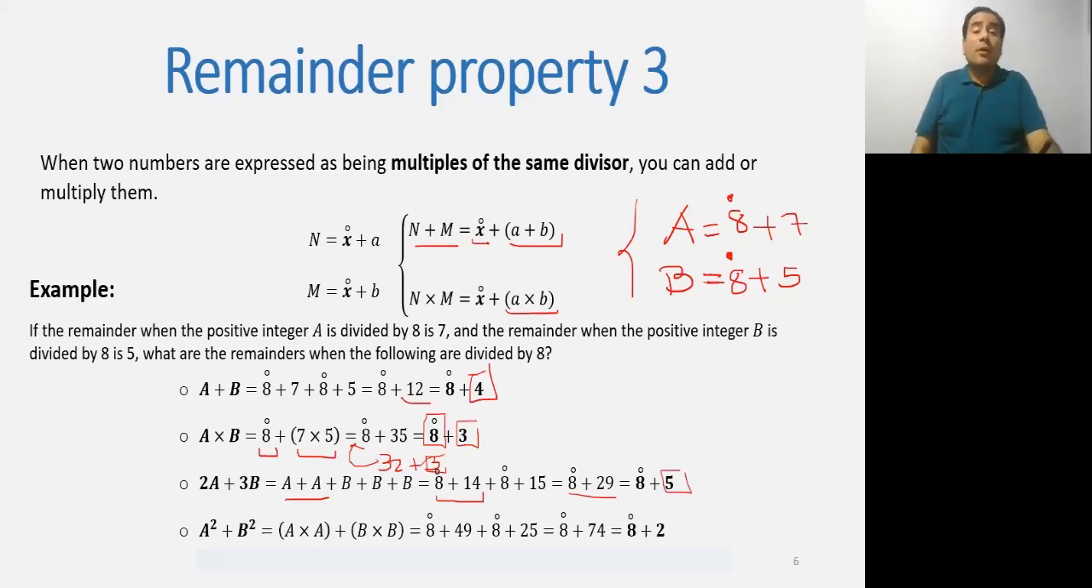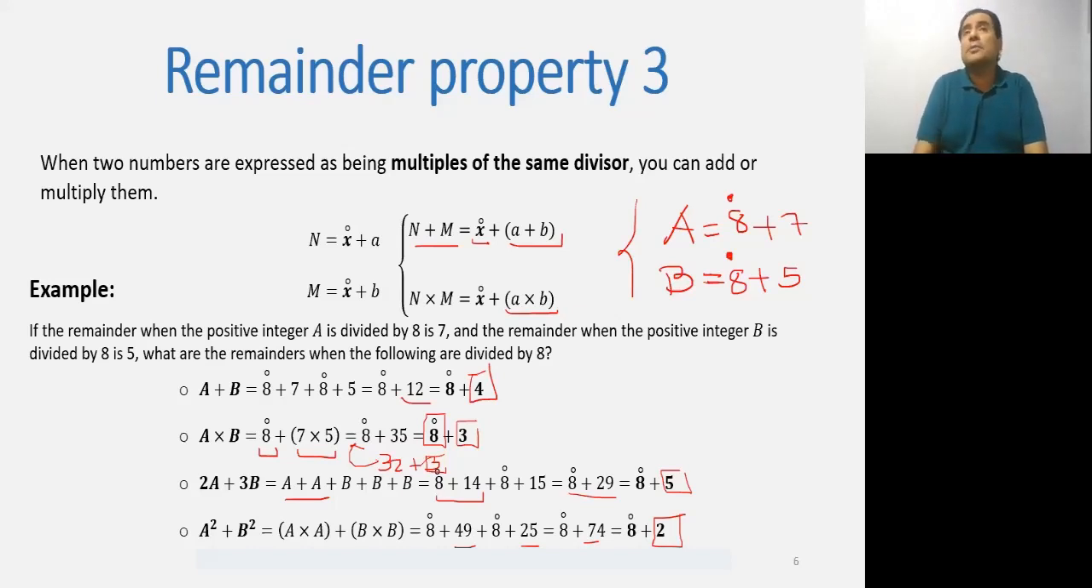In the case of a squared plus b squared, you can also see this as a double product: a times a plus b times b. So a times a will be a multiple of 8 plus 49, and b times b would be a multiple of 8 plus 25. You put together these two quantities, you get 74. And 74, when you divide it by 8, gives you a remainder of 2. So that's the final remainder of the expression regarding 8.